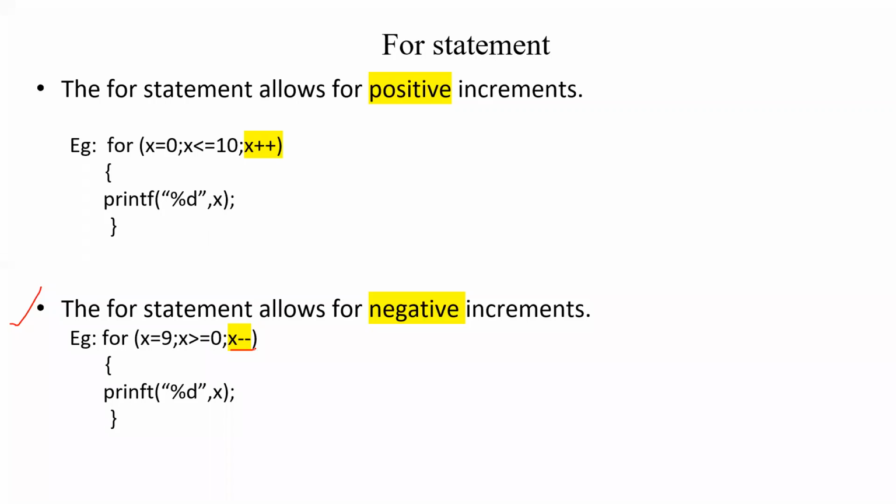So here it is x minus minus. What is the first value printed? The first value will be 9, and then down to 0, since x greater than or equal to 0 is given. That means 9, 8, 7, 6, 5, 4, 3, 2, 1, 0. Got it? So it will be printing like that. Good, no? All are answering.